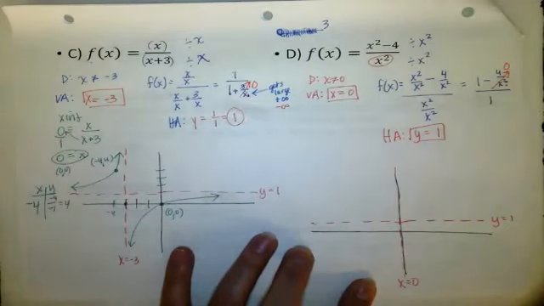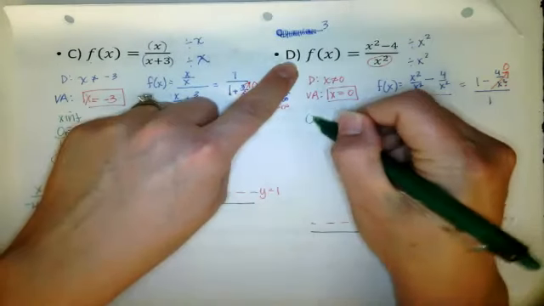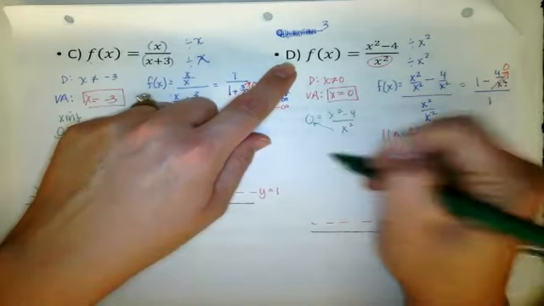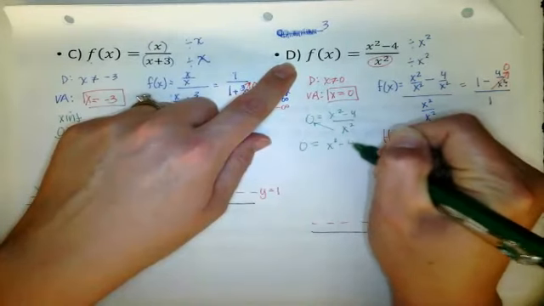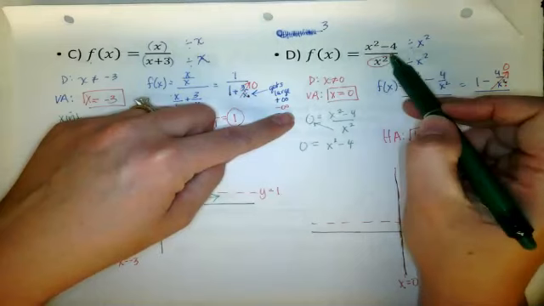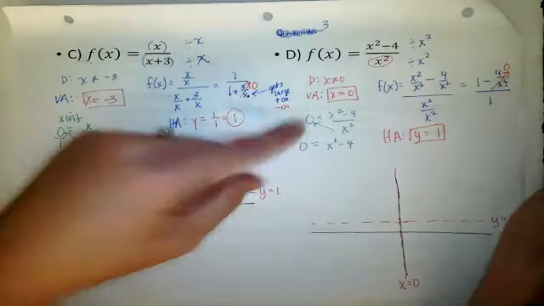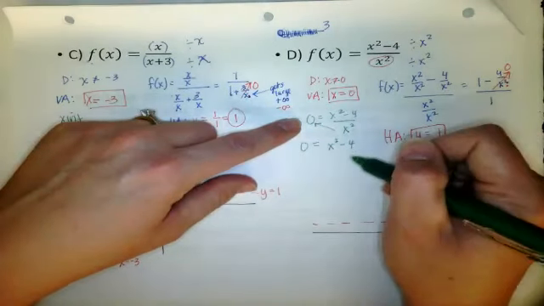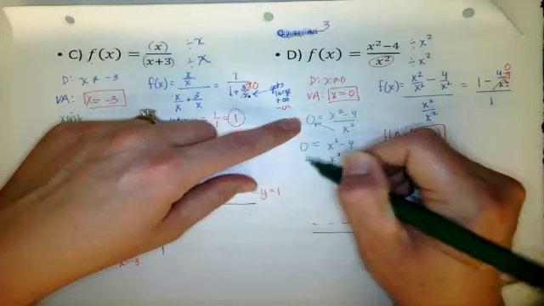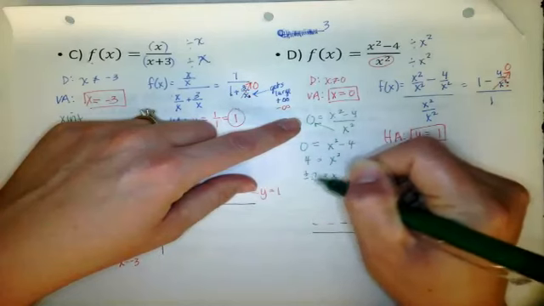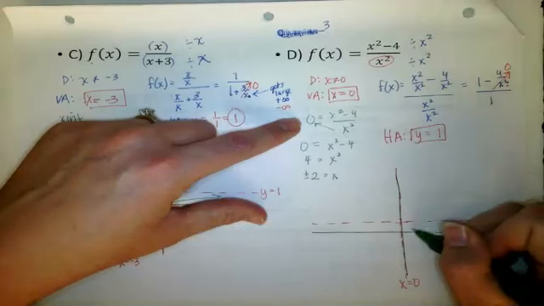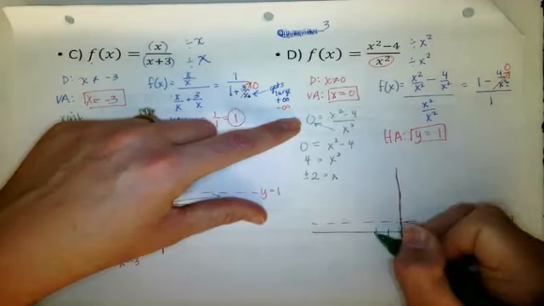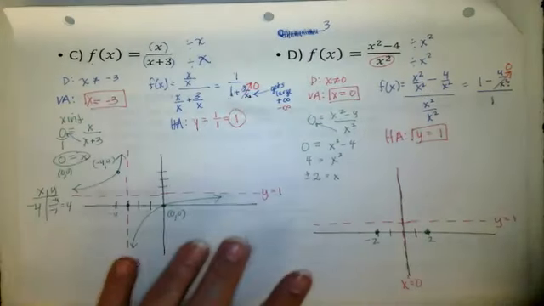X-intercept, let's see. In the x-intercept, I'm setting my function equal to 0. Cross multiply. Really, anytime you want to find an x-intercept, it just comes from whatever the numerator is. That denominator is always going to cancel out. Since we cross multiply, it just becomes 0. And this, I can add 4 and then take a square root. So we get plus or minus 2. So I have (2, 0) for an x-intercept and (-2, 0) for an x-intercept.